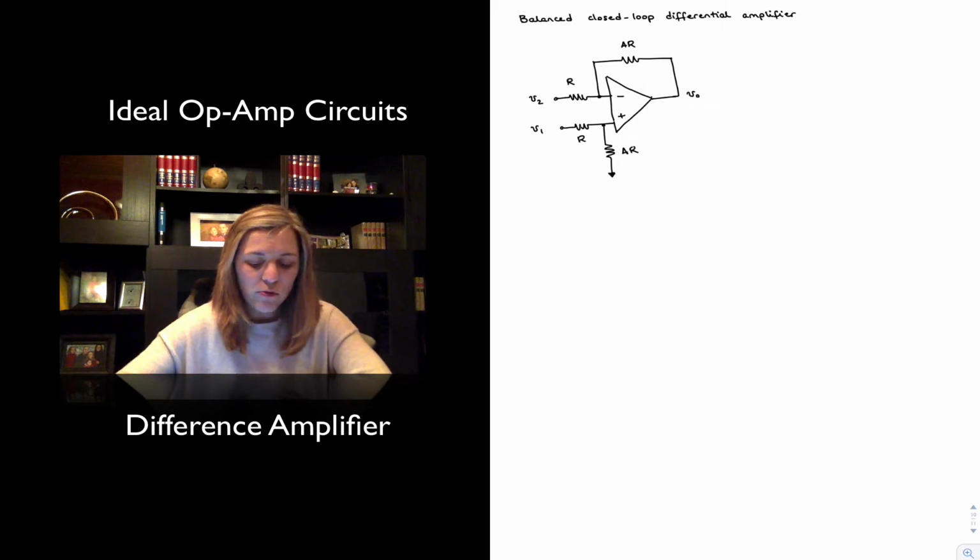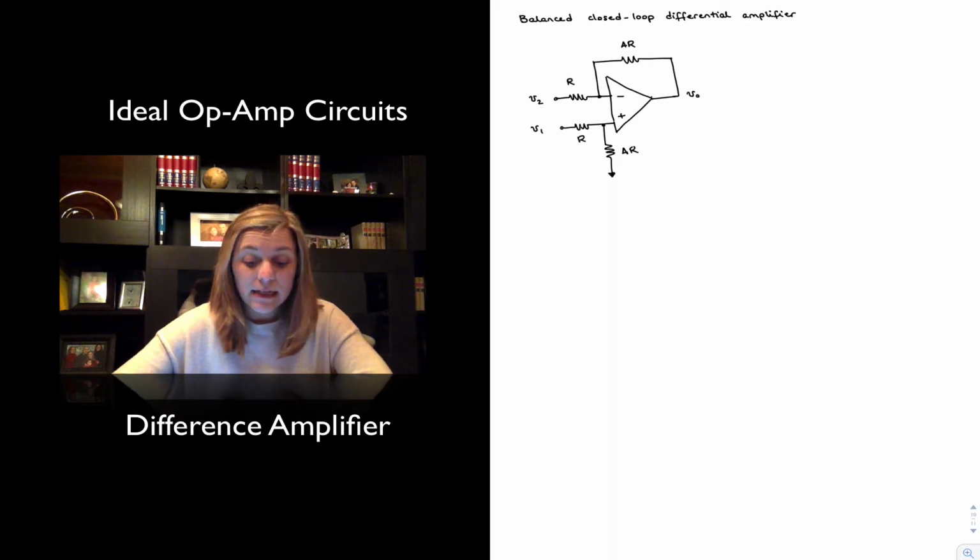And the most common form is to encounter it this way, where you have two resistors of value R and then two resistors of value A times R, where A will be a particular scaling factor of our choosing. Let's go ahead and analyze the circuit.